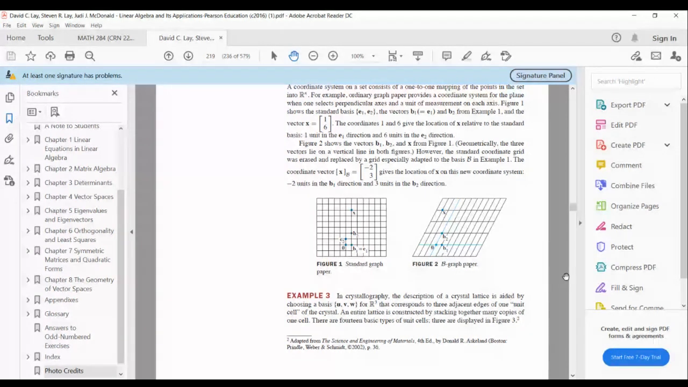Let's see, you grew up with figure 1 graph paper. You didn't grow up with figure 2 graph paper. But maybe in another world, they use figure 2 graph paper instead of figure 1 graph paper. You see what I'm saying?